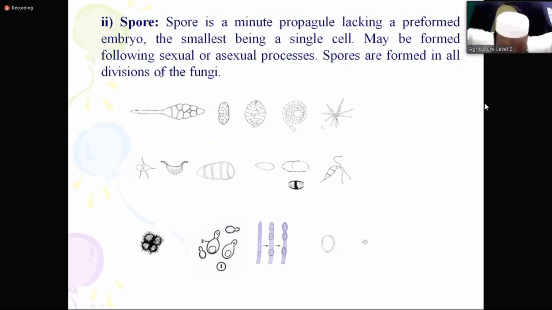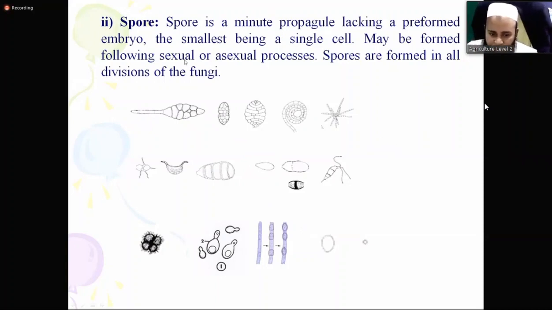That means they have no embryo. They are lacking embryo, so they are not seed or plant. Plant seed contains embryo. Again I tell, spore is a minute propagule lacking a preformed embryo, the smallest being a single cell. A spore looks like a single cell, just a single cell. Here there is a many celled spore. This is very small.